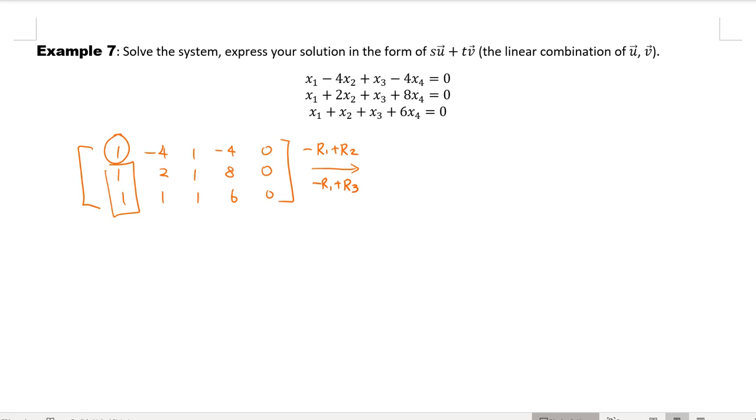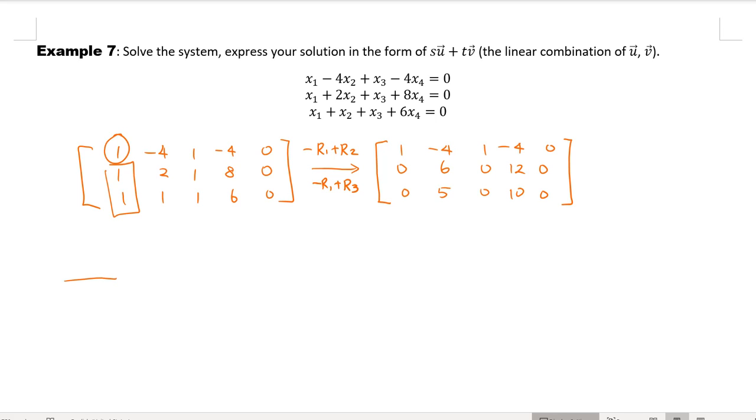Okay, now let's see what happened. 1 minus 1 is 0. 2 minus negative 4, 2 plus 4 is 6. 1 minus 1 is 0. 8 minus negative 4, 8 plus 4, 12. 1 minus 1 is 0. 1 minus negative 4, 1 plus 4, 5. 1 minus 1 is 0. 6 minus negative 4, which is 6 plus 4, 10.